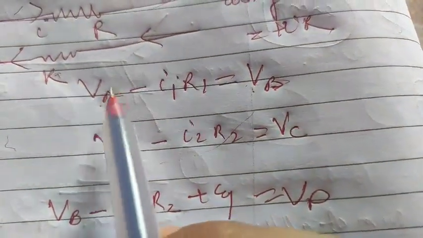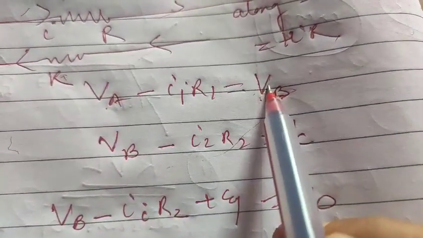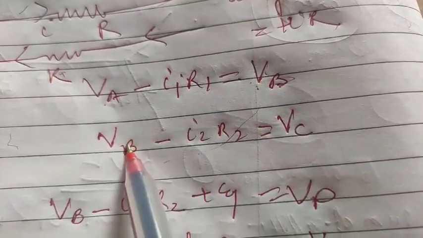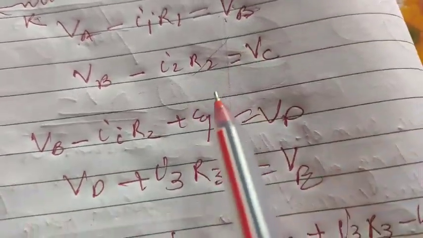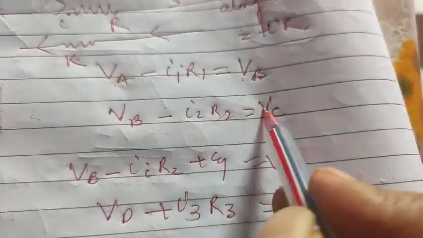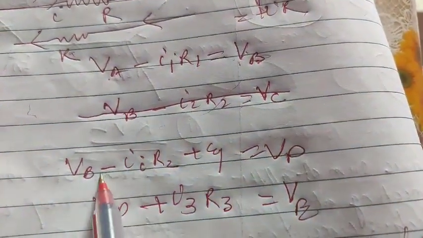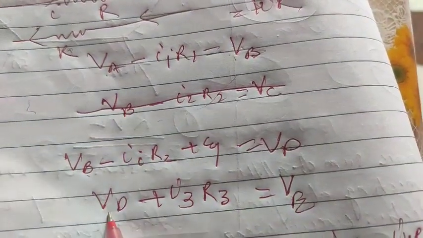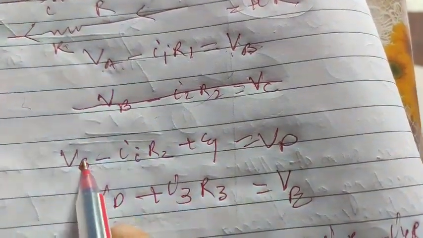Okay, see the terms. Except VA, all will be positive VB, negative VB. Positive VC, negative VC. Okay, so VB, this you can strike out. This one is VA, VB, VD, right? VA, VB, VD. Okay, VD is there. Now if you solve, you will get the answer.